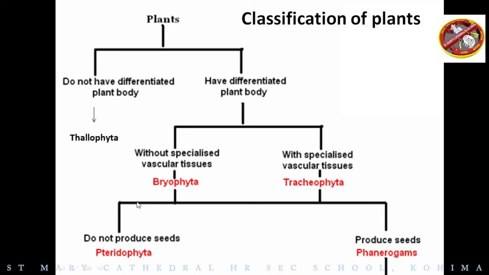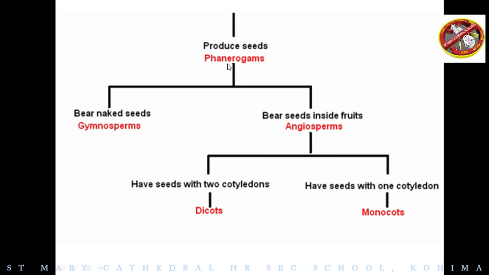Under here, the group is divided again into Pteridophyta and Phanerogams. Pteridophyta do not produce seeds, while Phanerogams produce seeds. Phanerogams are divided into two groups again, Gymnosperms and Angiosperms. Gymnosperms bear naked seeds, while Angiosperms bear seeds inside fruits. Angiosperms have two groups, which are called dicots and monocots. The dicots have seeds with two cotyledons, while monocots have seeds with one cotyledon. So the difference between dicot and monocot is the cotyledon.